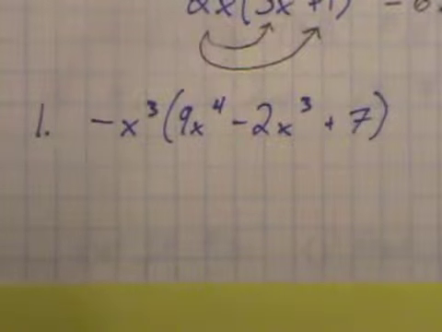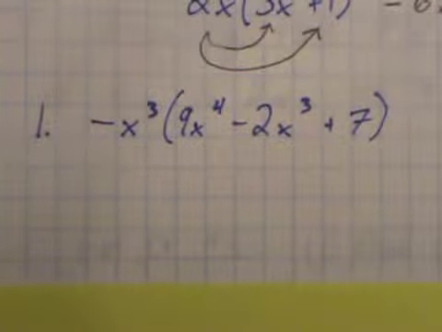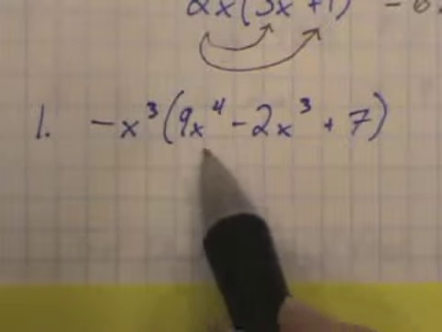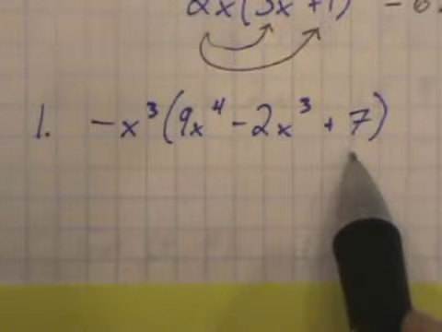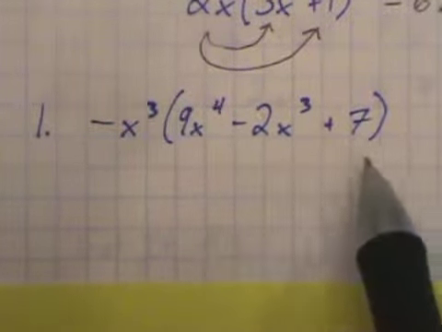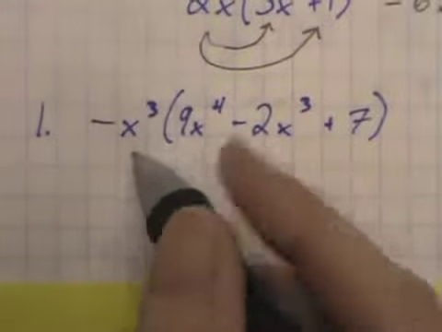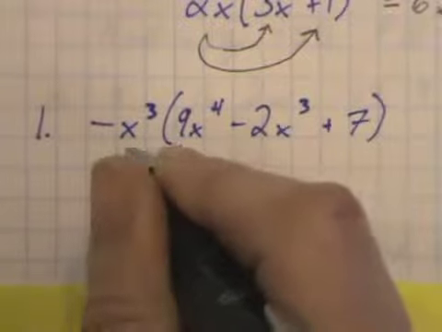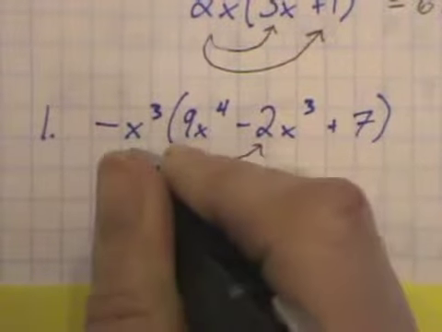Take a look at problem number 1 on page 480. We've got a negative x cubed outside the parentheses and then a trinomial, or as you might rather say, a bunch of things inside the parentheses. We're going to distribute this x cubed all the way through here.